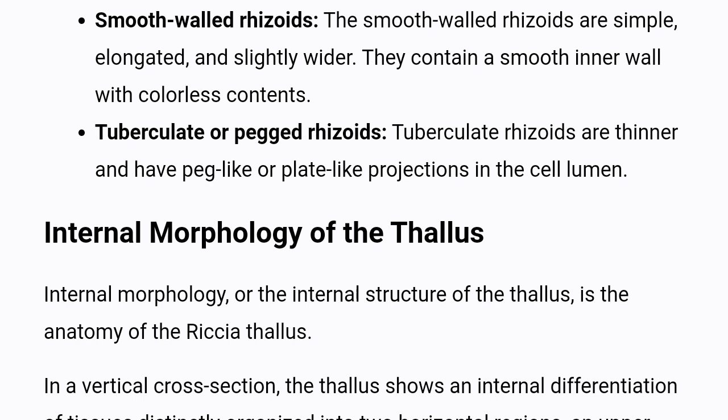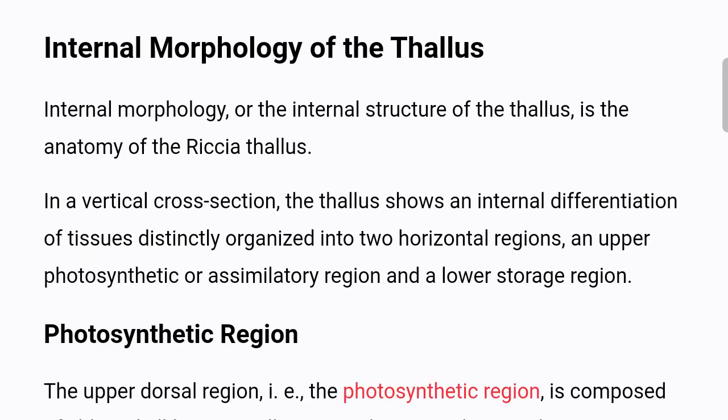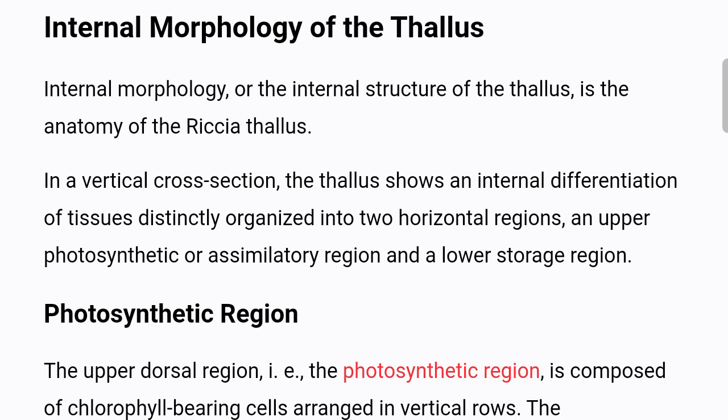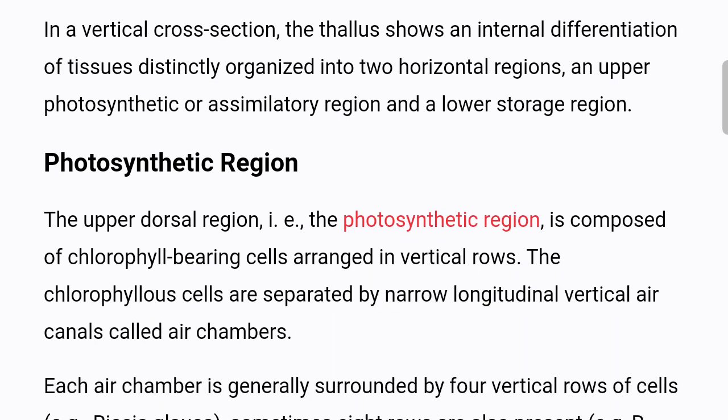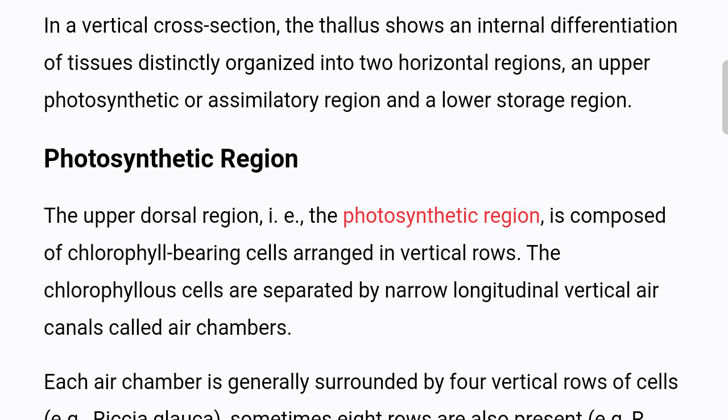Internal morphology of the thallus. Internal morphology, or the internal structure of the thallus, is the anatomy of the Riccia thallus. In a vertical cross-section, the thallus shows an internal differentiation of tissues distinctly organized into two horizontal regions, an upper photosynthetic, or assimilatory region, and a lower storage region.